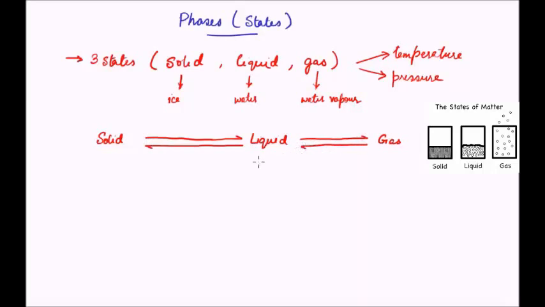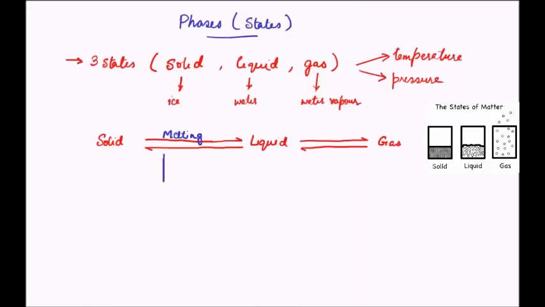So there are special names for these transformations. Let us see one by one. A solid getting converted into a liquid is called melting. So basically a solid melts into a liquid. A liquid getting converted into a solid is called freezing. You must have heard that water freezes to ice. So that is what it is: freezing, the liquid state water getting converted to the solid state ice.